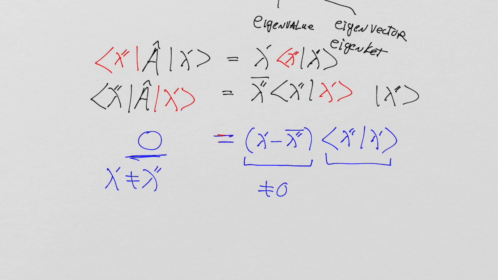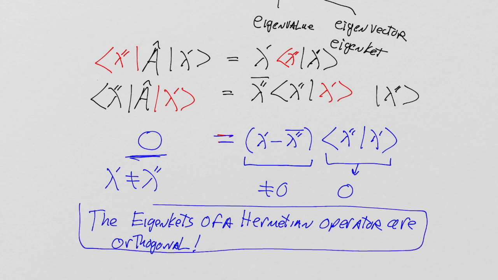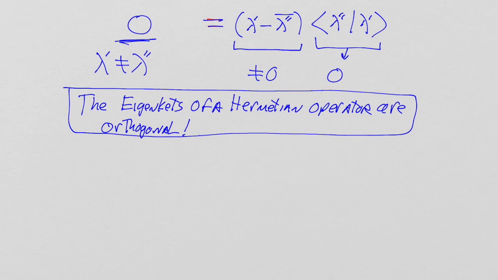So right away we know, the punchline being, that this inner product must be 0. I started by saying we don't know anything about this, but we know something about this factor. It's not 0. So in order for this equation to be satisfied, this must be 0. And that immediately tells us that the eigenkets of a Hermitian operator are orthogonal. That is really, really important. Well-known fact, but here it is in the Dirac notation.